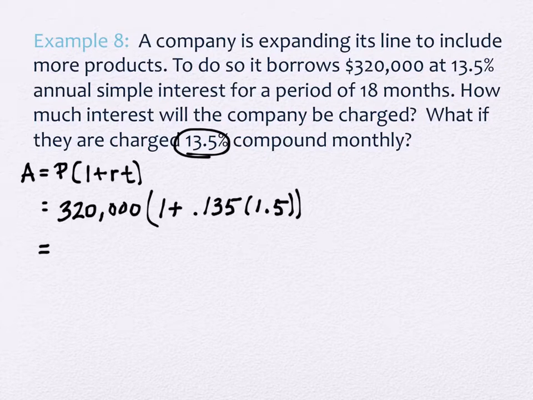Okay, grab a calculator. Some of your calculators may make you work from the inside out. You may need to type in 0.135 times 1.5, hit enter, plus 1, hit enter, and then times 320. Some of them may allow you to do it like this with the parentheses as I've shown them. So be careful. How much do we get from this? 384,800. Now there's a catch here.